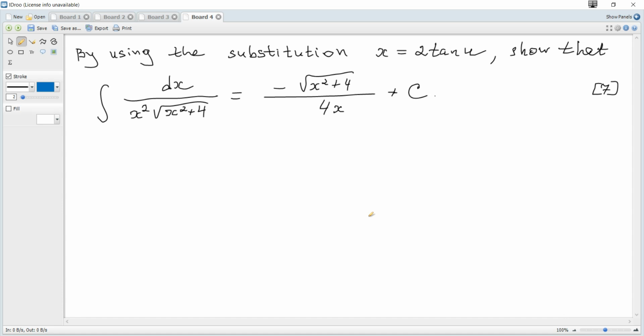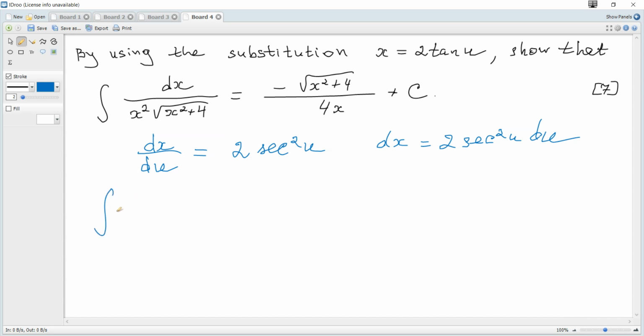By using the substitution x is 2 times tangent of u, show that this integral is equal to this. Since the required substitution is given, we start as usual with dx over du. Because x is a function of u, we need just the derivative of x, and the tangent derivative is secant squared, so it's 2 times secant squared of u. Hence dx is 2 secant squared of u du.